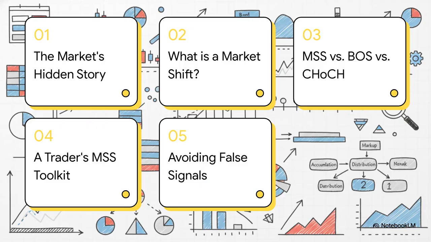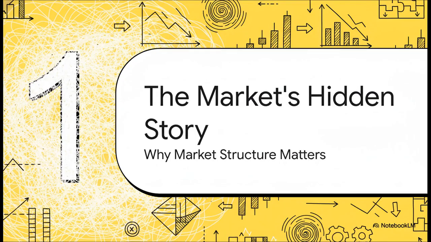So here's our game plan. First, we'll get into the why of it all. Then we'll define exactly what a market structure shift is. We'll clear up some of the jargon, build a practical toolkit, and finally, learn how to spot the fakes. Let's dive in. All right, first up, the market's hidden story. Before we get into all the how-to stuff, we really need to understand why this matters. Why does understanding the structure give traders such a massive edge?